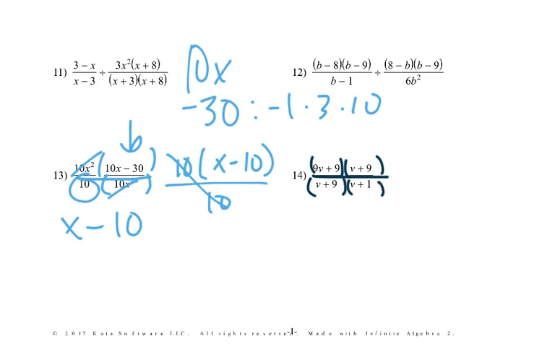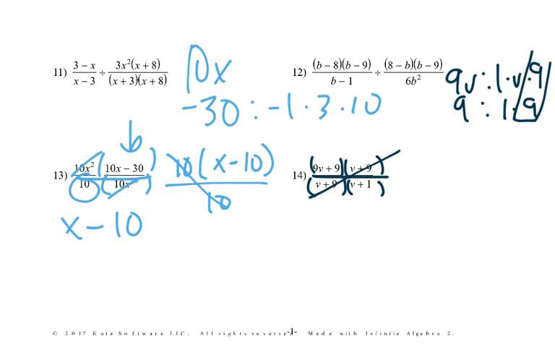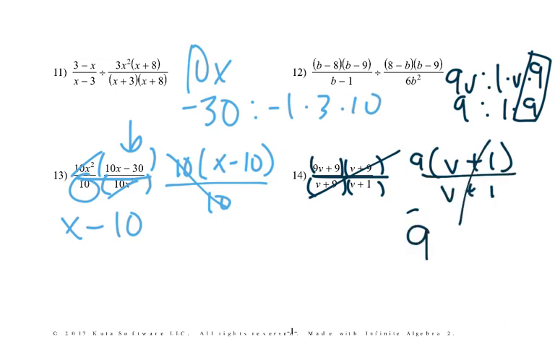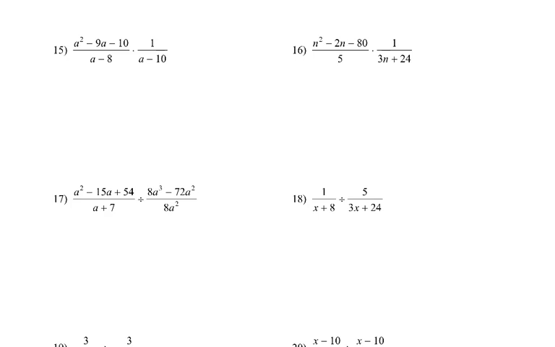Just like I'm multiplying it. V plus 9 can be canceled out. A 9v and a 9. That's like 1 times v times 9 and 1 times 9. So a 9 can be pulled out. So on the top you'd have 9 times v plus 1 over v plus 1. Cancel out the v plus 1's, and you're left with 9 for your answer. Alright, so let's just keep going. Now these ones we're going to have to factor first.